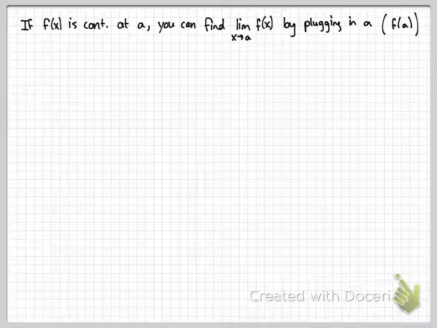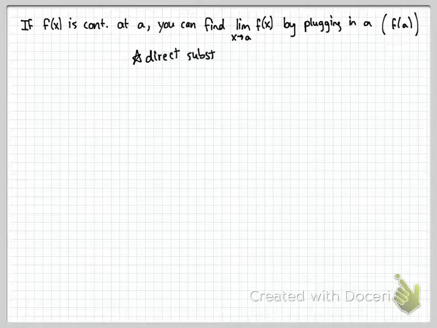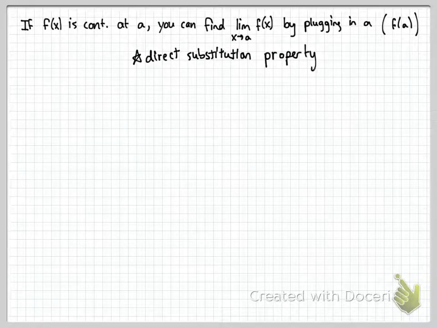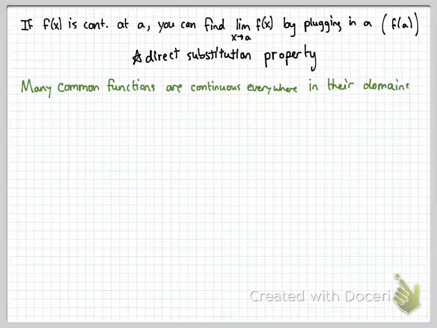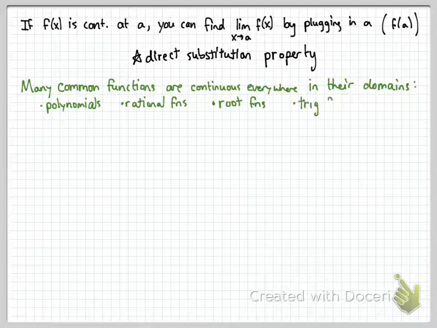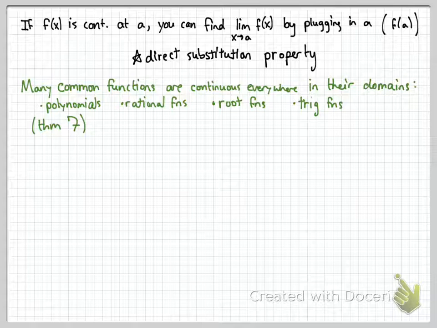So the nice thing about continuous functions is that they have the direct substitution property, which we talked about, I think, in section 5 or 6. Another nice thing is that lots and lots of functions we know about are continuous everywhere in their domains. For example, polynomial functions, rational functions, root functions, trig functions. That's theorem 7 in the book if you want to look at the details.